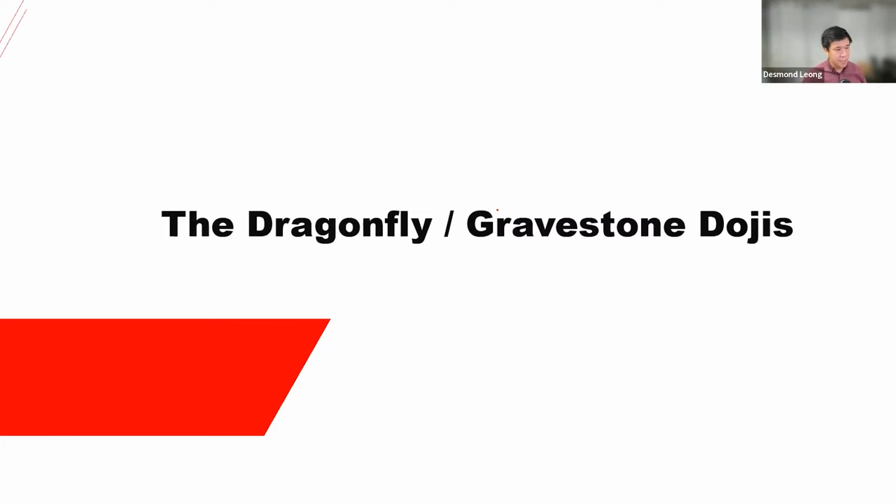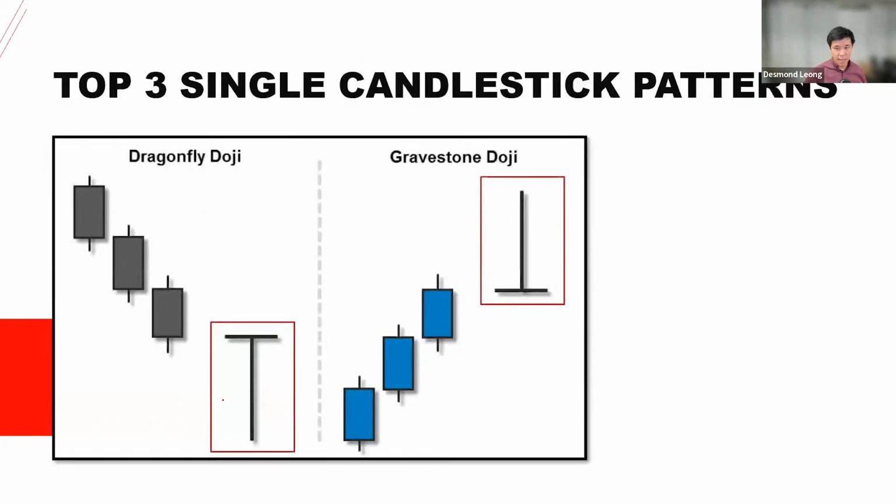Now, the Dragonfly and Gravestone Dojis, they're my third favorite setups, right? This is how it looks like. Dragonfly looks like this. Imagine there's a doji, right? That's a Dragonfly doji, and that's a Gravestone doji. When you see a single line like this, that means the open price and the close price are exactly the same. These are very strong signals, pretty strong signals, right?